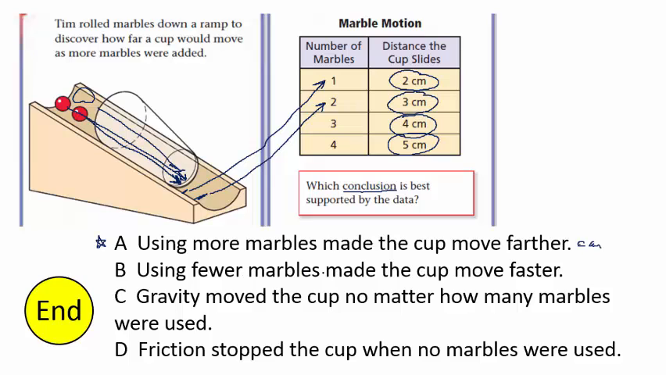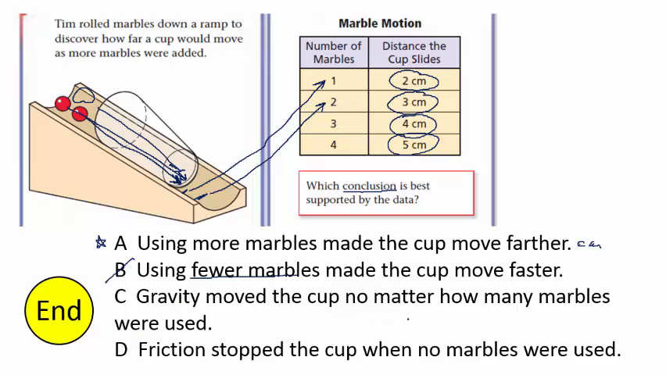Using fewer marbles made the cup move faster. Think about that. Does that even make sense? Fewer marbles moving faster. I could argue if you put more marbles it would move faster. So I'm going to throw B out. Gravity moved the cup no matter how many marbles were used. Gravity, this one just doesn't make sense.